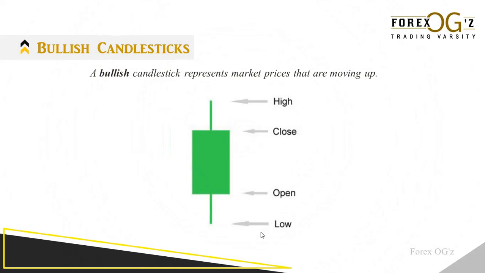A bullish candlestick represents market prices that are moving higher, market prices that are moving up. So in this case, we have your bullish candlestick. We have the open, the close, the high, and the low. So the low is the lowest point that the market traded to with this particular candlestick. The high is the highest point that the market traded to, and we have our opening price, which is where the candlestick began, and we have our closing price. Our closing price is always on top of the opening price when looking at bullish candlesticks.